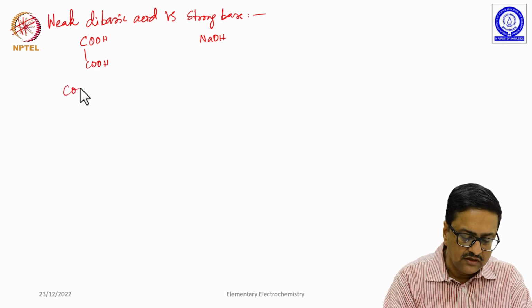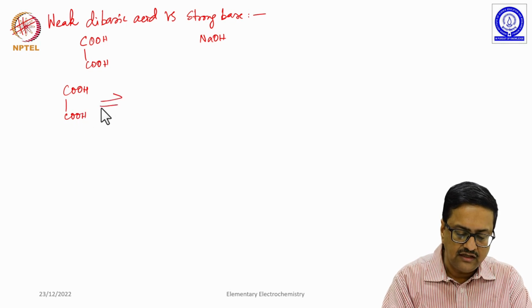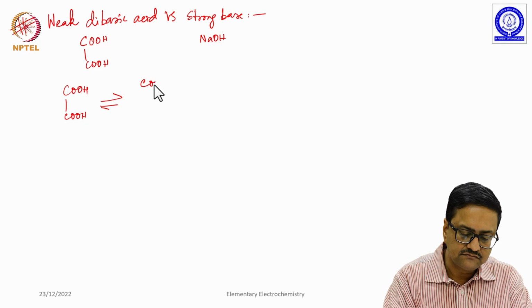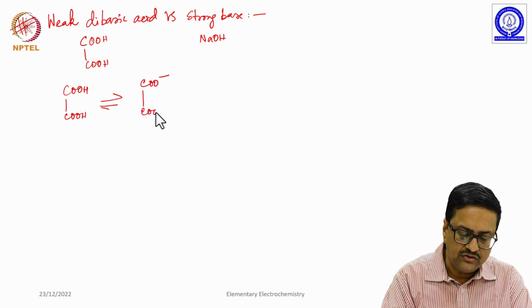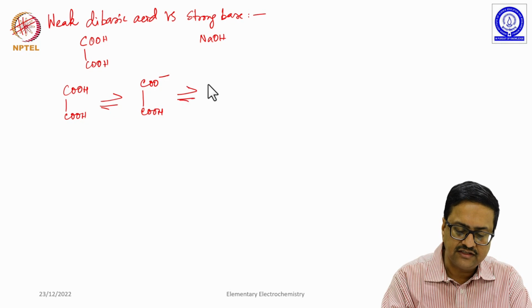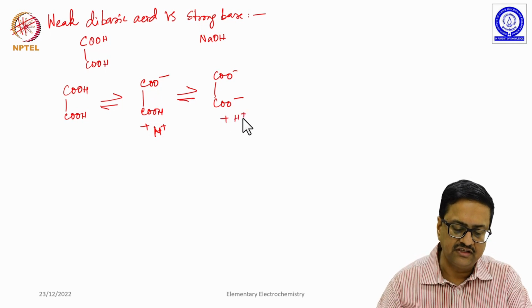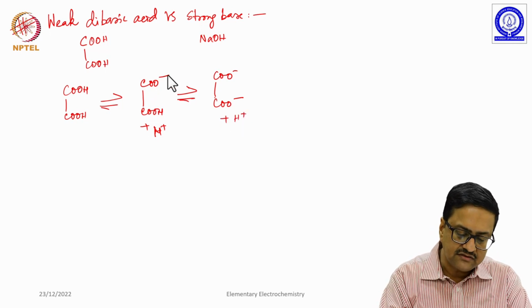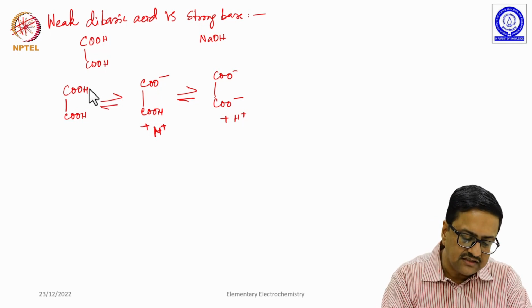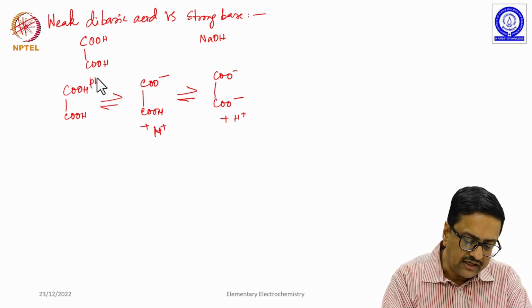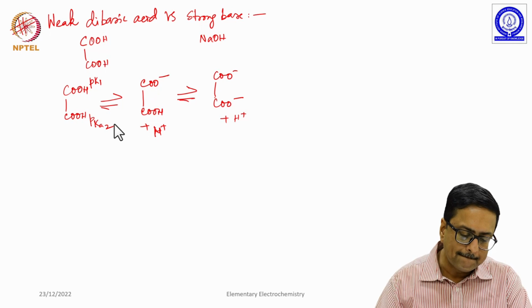Now, COOH, COOH, this is oxalic acid. It dissociates in two steps: COO minus, COOH, plus H plus, and then in the second step COO minus, COO minus, plus another H plus, right. So, it has two steps. As a result, it has pKa1 and pKa2, right.